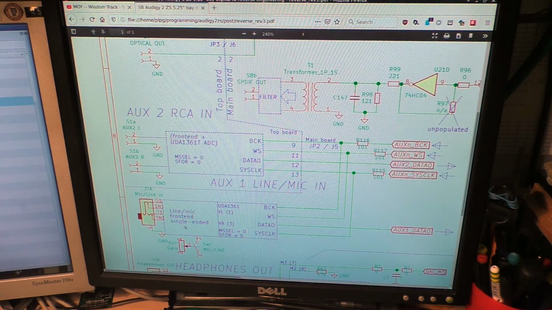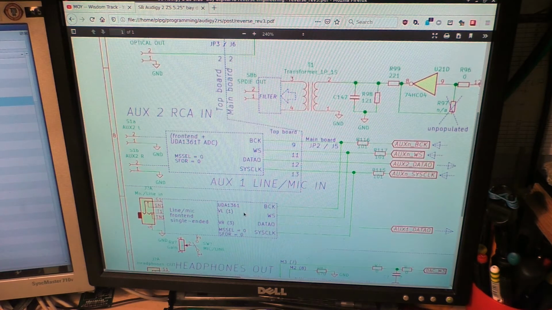This is a single-ended signal, and the ADC is a UDA 1361, and this is an I2S ADC which has got I2S signal. In this case, the signals are called BCK, WS, Data O, and Sys CLK. So these three first are I2S. So this is the sample clock, this is the left and right clock, this is the data. And this system clock is just the clock for the ADC circuitry to do its job.